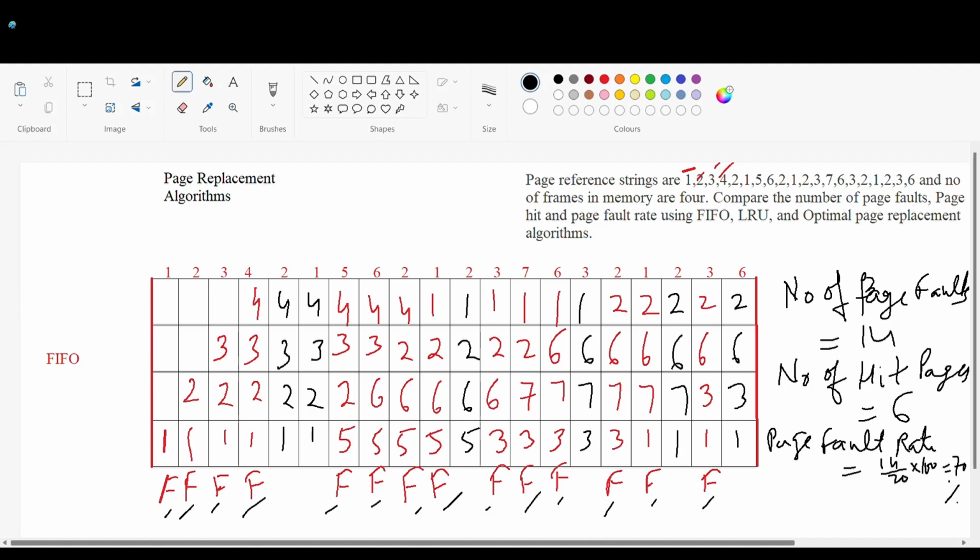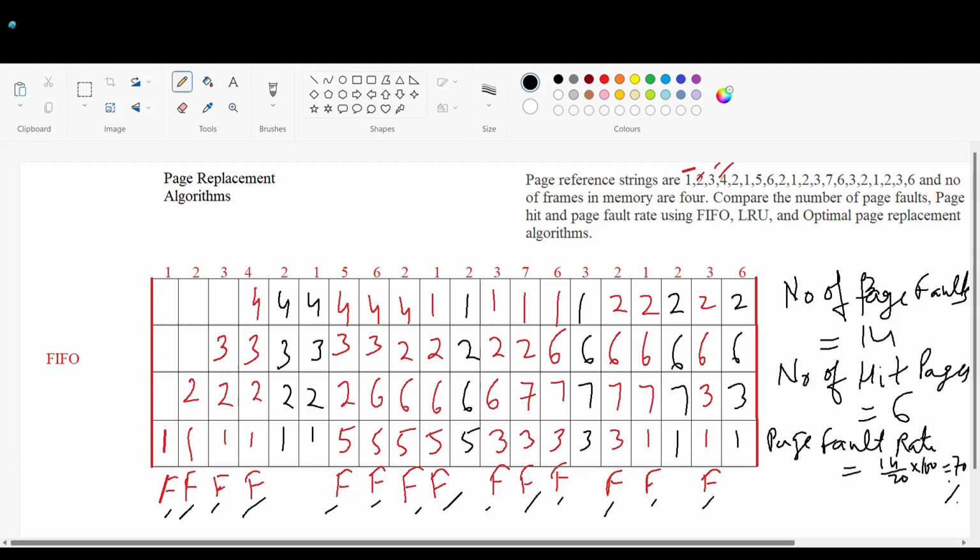Now 1. So we need to replace a page now. So which page should be replaced? 2 is recently used, right? 3, then 6, then 7. So 7 is the page that needs to be replaced by 1. Okay. So 1, 3, 2 and 6. This is a page fault, right? 2 is already there. So 1, 3, 2 and 6. Now 3 is already there. 3, 2 and 6. 6 is already there.